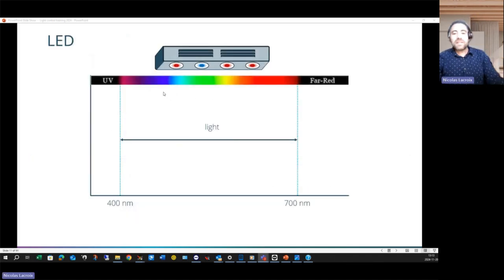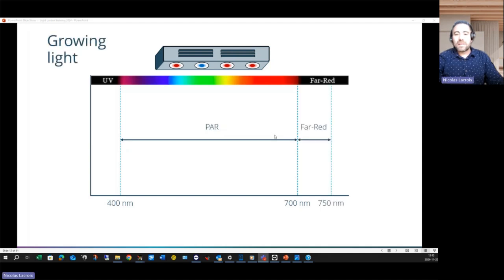If we start with the LED, we see most of them produce a wavelength between 400 nanometers and 700 nanometers. That's the PAR light that is mostly used by the crops. But the crops also use the far red, which is a wavelength between 700 nanometers and 750 nanometers, also used by some crops. The far red cannot be measured by the PAR sensor. That being said, there are some new PAR sensors that can measure that wavelength between 700 and 750, but most of the actual PAR sensors cannot measure the far red.